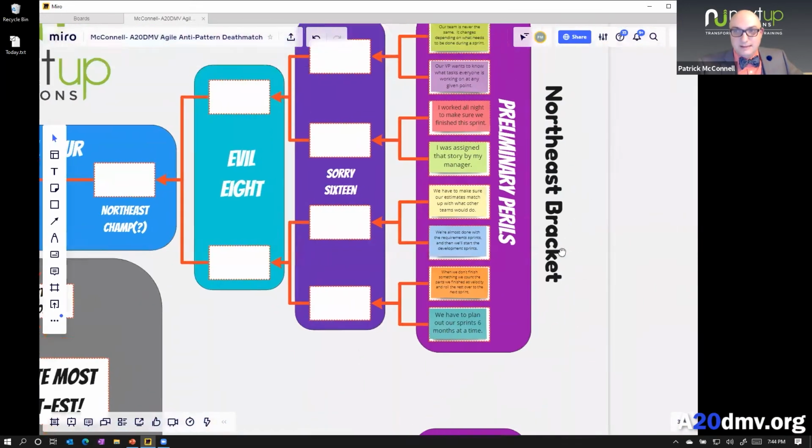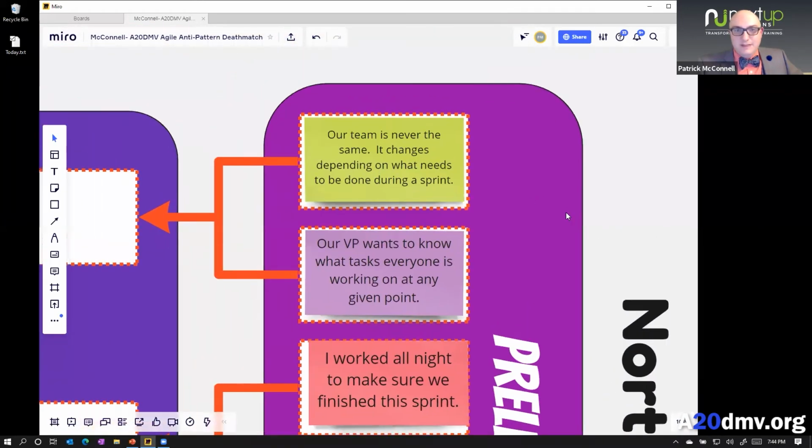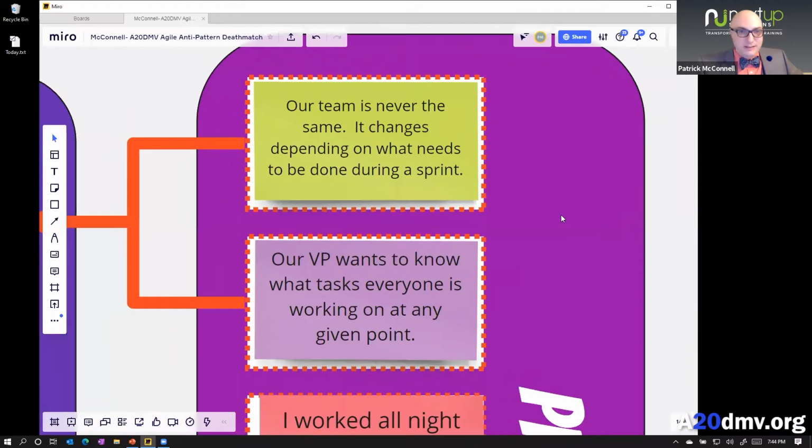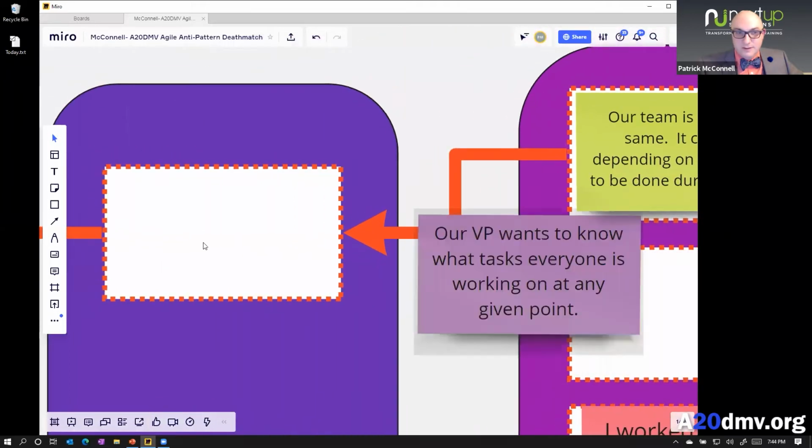Let's take a look at what we got. Go ahead, lower your hands. Let's start with this first matchup. Our team is never the same. It changes depending on what needs to be done during a sprint, or our vice president wants to know what tasks everyone is working on at any given point. Raise your hand for the top, leave it lowered for the bottom. All right, I think these both seem pretty bad. Seems pretty close. I think the bottom one gets it, though. All right, we'll move that one forward.